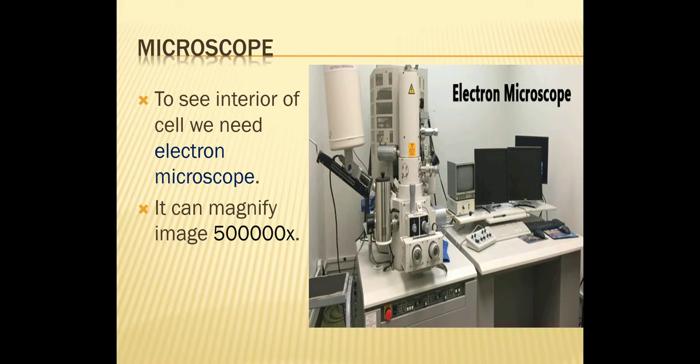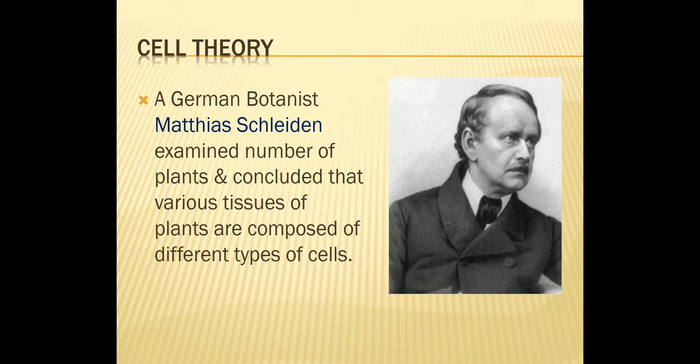Now to see the interior of a cell, that means if you want to see the smallest part present in a cell, what you require is an electron microscope. And this electron microscope can magnify an image 5 lakh times. Now, coming towards cell theory. Cell theory was actually proposed by two scientists. They were Schwann and Schleiden.